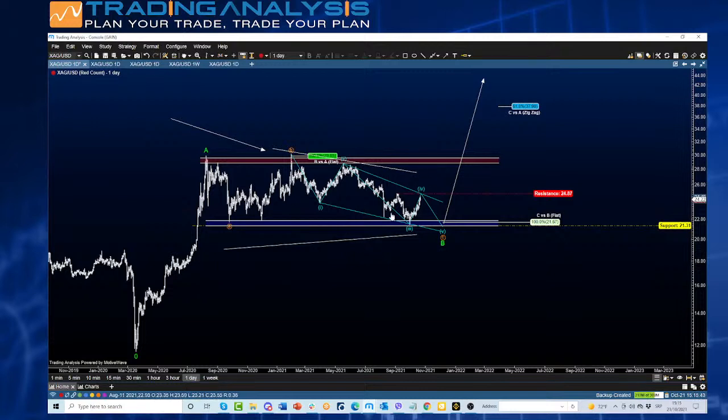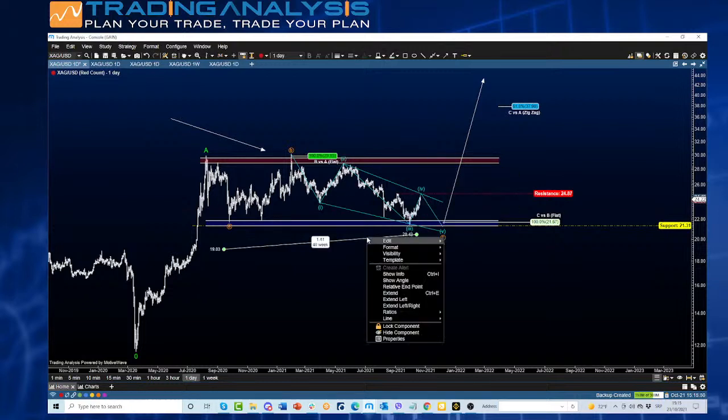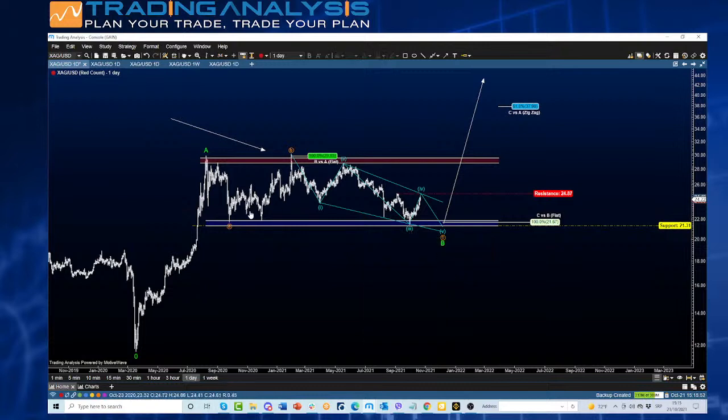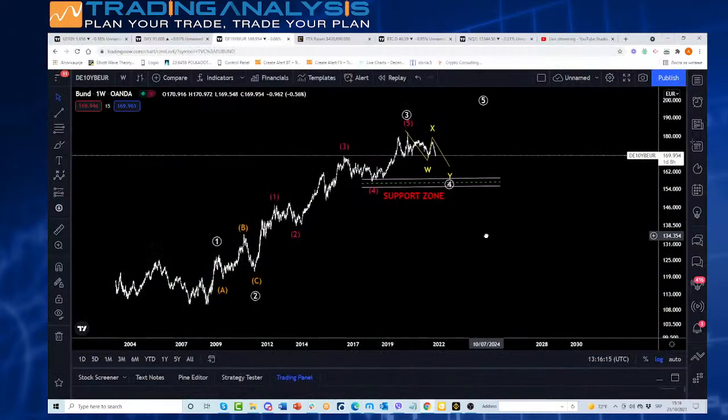It depends how this correction is unfolding further, and I will hold for now this wave count because it was performing nicely during the last 6-7 months, and I don't have a reason for now to change it. So I'm going to stay bullish on silver, on gold, and some of the risk-on currencies against the dollar in the beginning of 2022. So yeah, that's a little bit of a macro outlook for you guys.